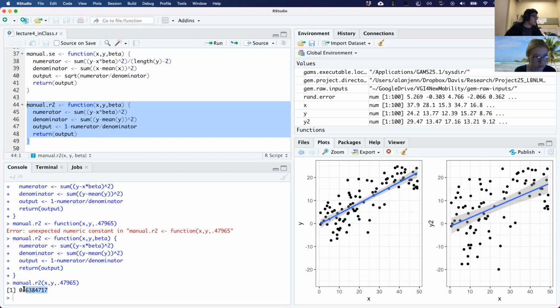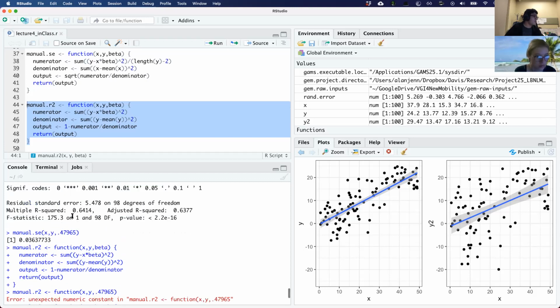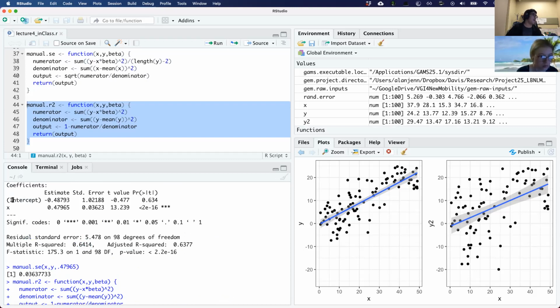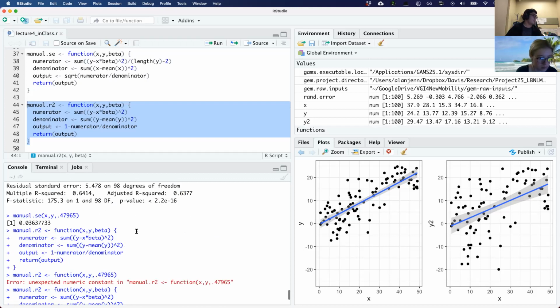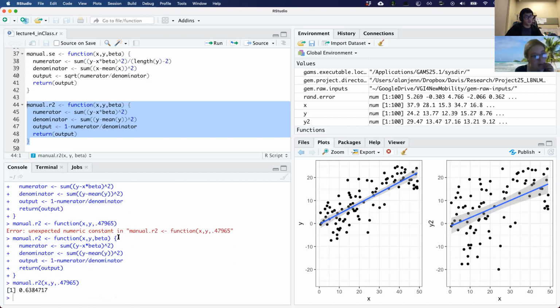So 0.638, whereas this is 0.64. So very, very close. And again, that's actually having to do with the fact that it's assumed that there's an intercept here. So we knew that it wasn't going to match exactly. But okay, so we've now essentially created these two functions that are going to allow us to calculate the standard error and the r².